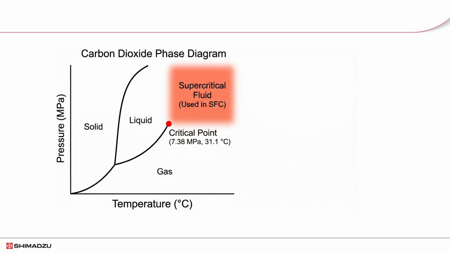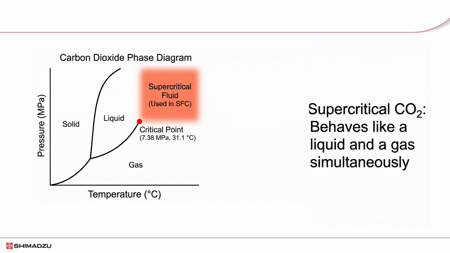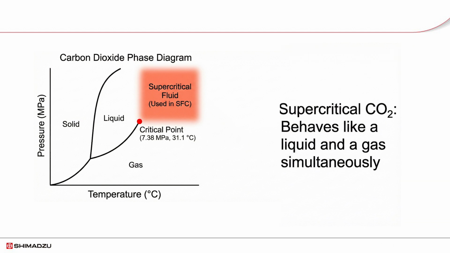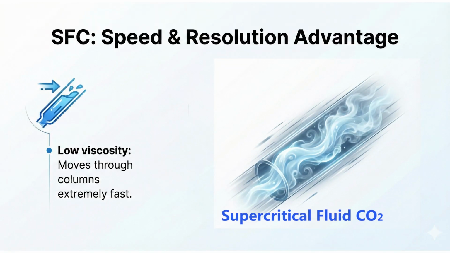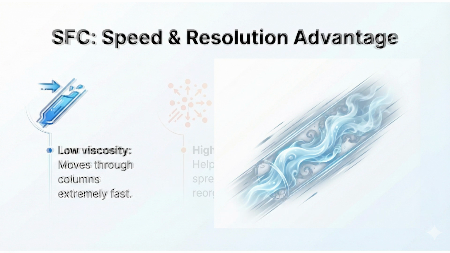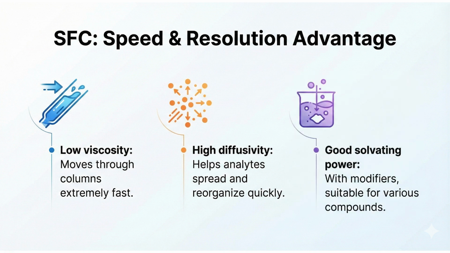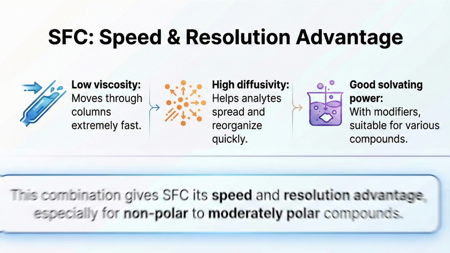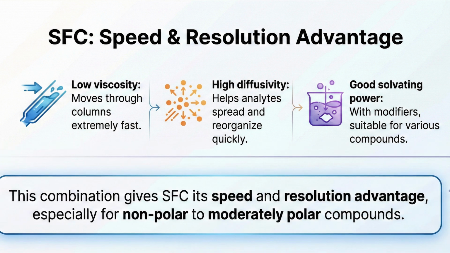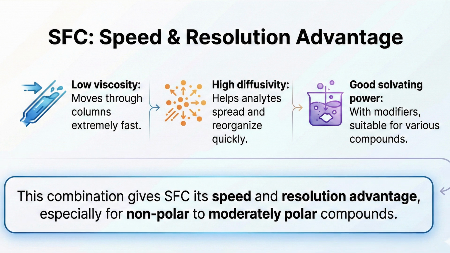To understand why SFC behaves differently from HPLC, you only need one key idea. Supercritical carbon dioxide behaves like a liquid and a gas at the same time. It has low viscosity and moves through columns extremely fast. High diffusivity helps analytes spread and reorganize quickly. It has good solvating power when mixed with modifiers. This combination is what gives SFC speed and resolution advantage, especially for non-polar to moderately polar compounds.